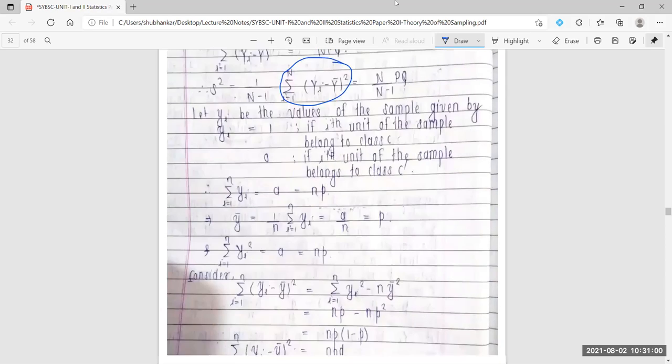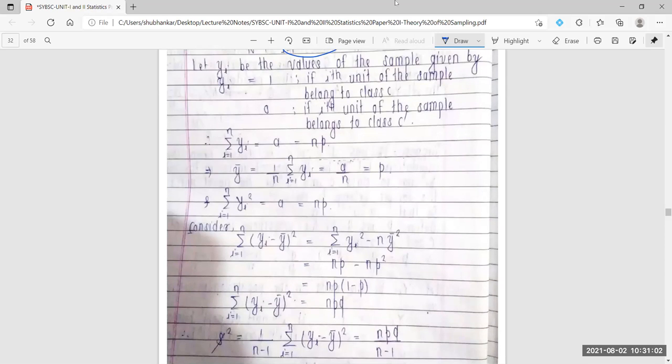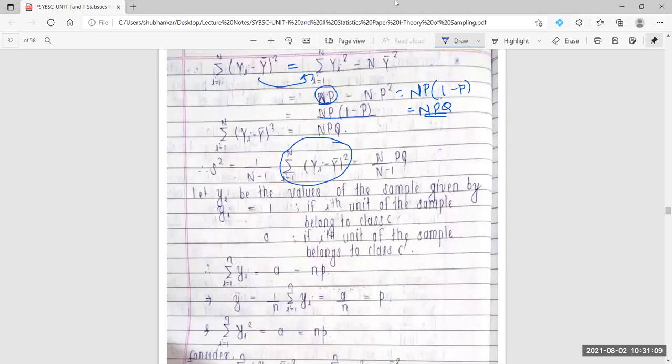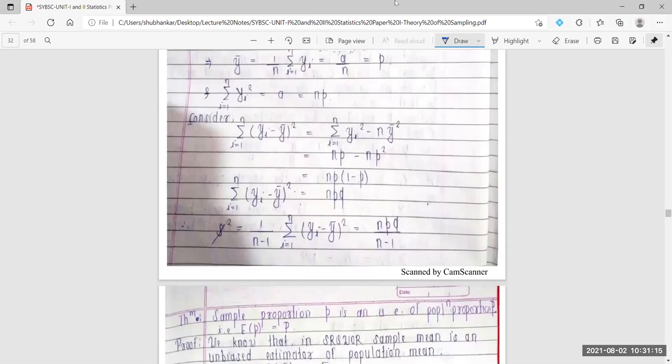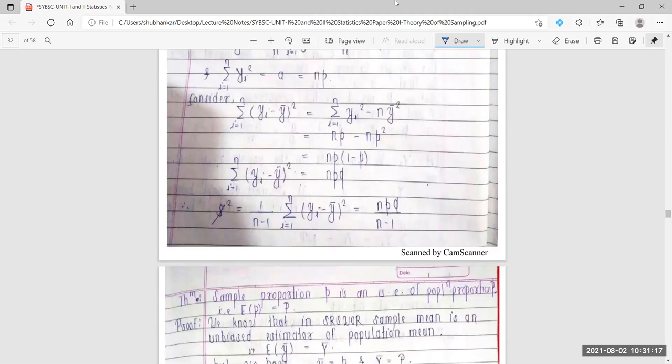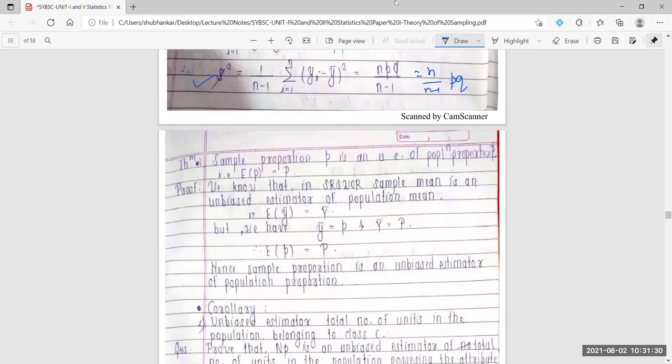Okay, so let yi be the values of the sample. This is the deviation taken from the arithmetic mean for the population. Similarly, you can derive the deviation taken from the arithmetic mean in the sample, and the sample mean square, small s square, you can find as small n divided by small n minus 1 times small pq.